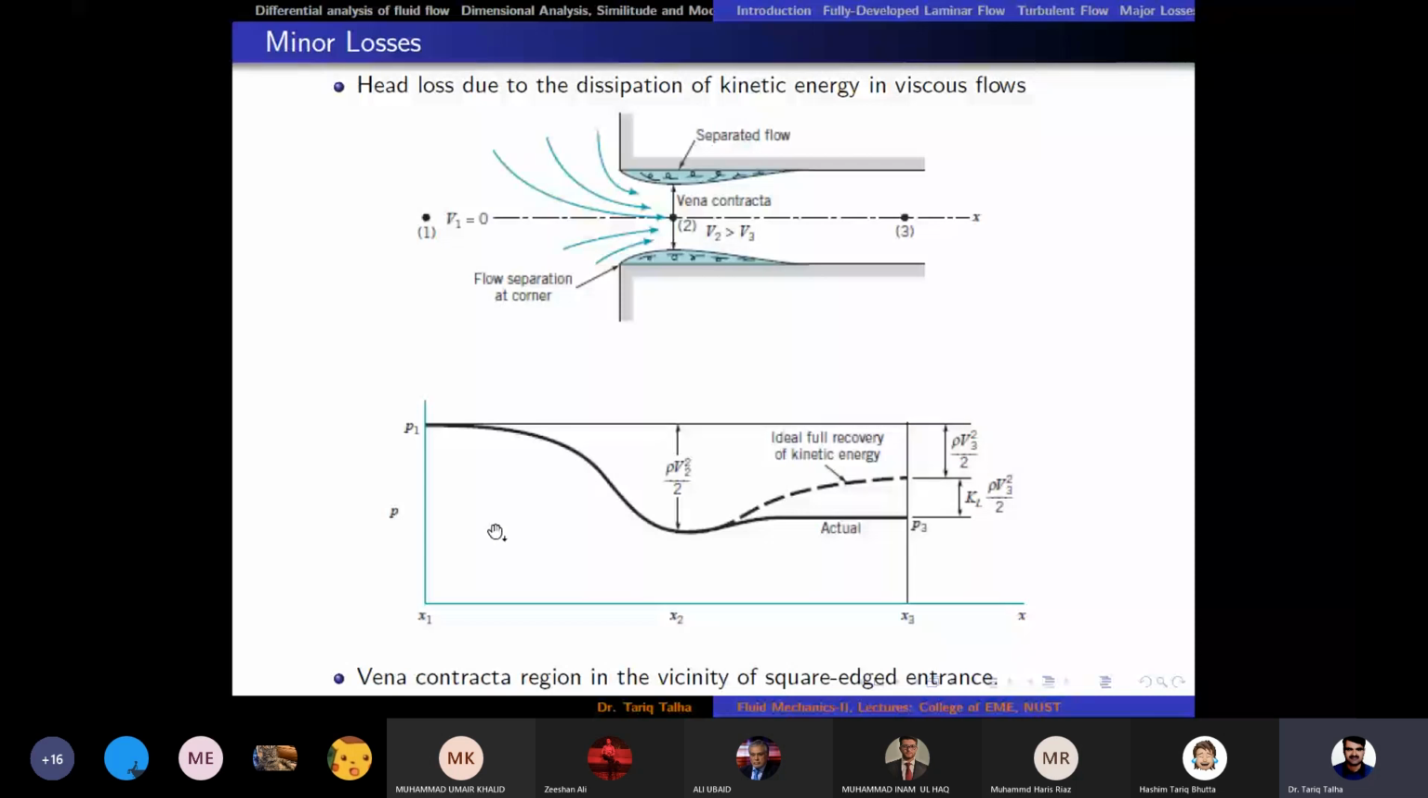Now, because there is some kind of viscous dissipation, after that, when it becomes fully developed, there is some permanent loss of energy head due to that viscous dissipation, which is shown here, KL into rho v squared upon 2. So the actual static pressure which we get in the fully developed region is far less than the ideal value. Where this loss has gone, that is the energy which has been converted to thermal energy due to frictional losses or viscous dissipation.